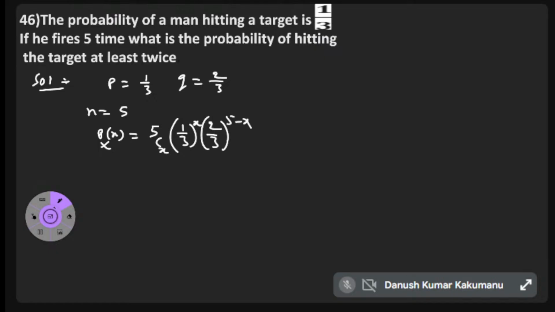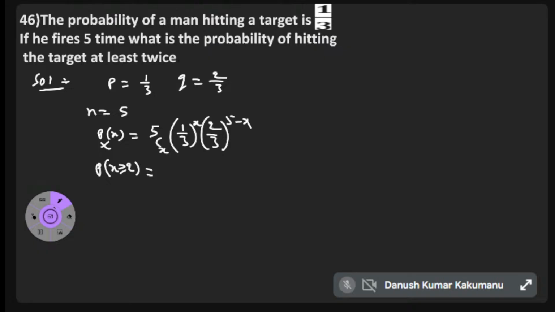Is it clear to all of you? How many times is he firing? 5 times. Binomial distribution. What is the question asking? What is the probability of hitting the target at least twice? P of x greater than or equal to 2. At least twice means what? What are the things you have to take? 2, 3, 4, 5.